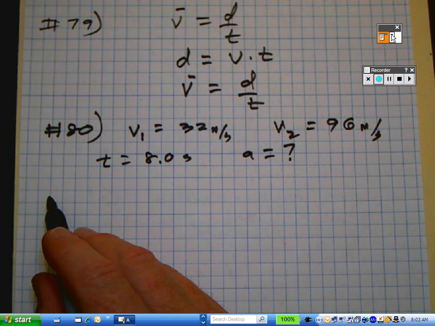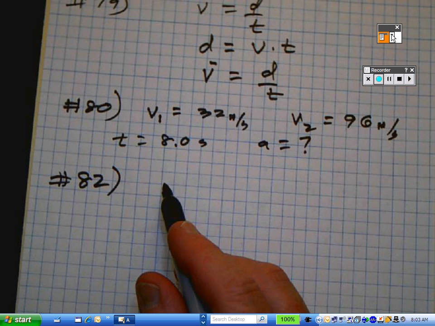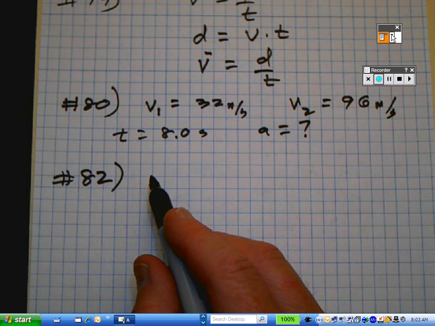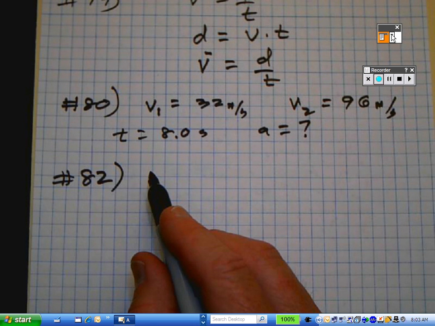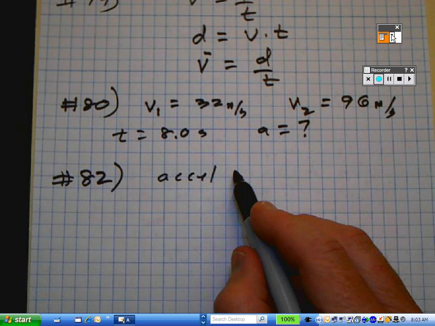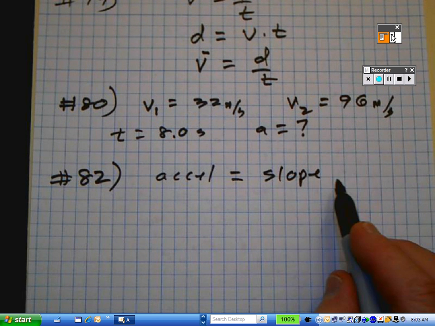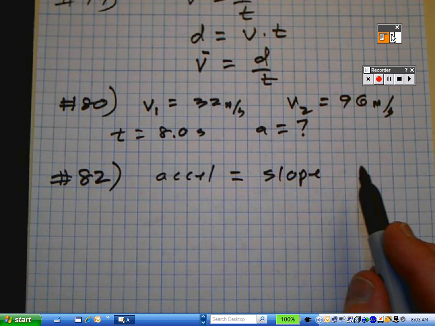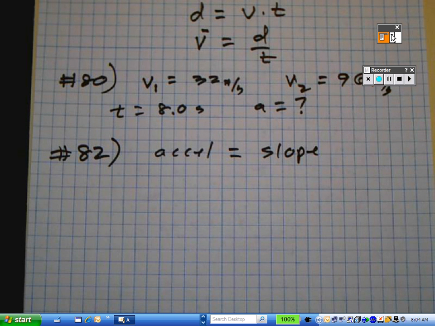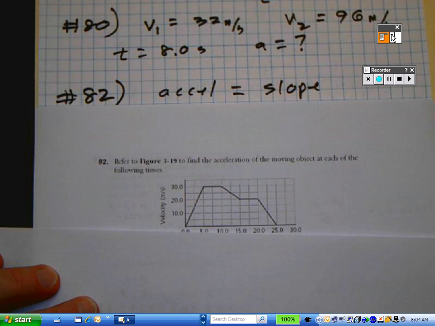Take a quick look now at number 82. And again, I'd advise you to click pause to work these out if that would help you a little bit. 82 has to do with a graph of velocity versus time. In each interval, we're asking for the acceleration. What you need to recognize regarding graphs is the acceleration is the slope of the velocity graph. Now it's the slope of the graph, and it's the tangent if it's a curve. But instead of being a curve, you'll find the graph looks like this.